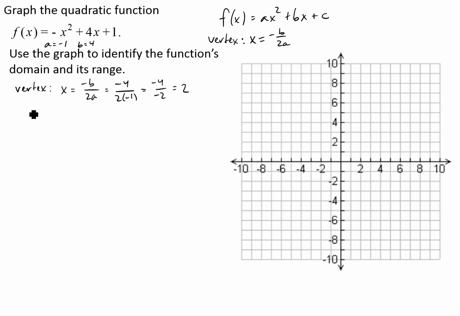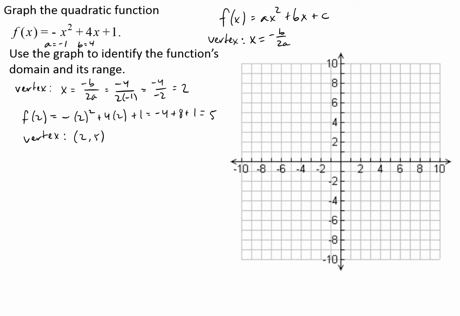Then we plug a 2 in for x to get the corresponding y-coordinate. 2 squared is 4, so I have negative 4 plus 8 plus 1. That comes out to 5. So our vertex is the point (2, 5). Now the vertex is the most important point to identify on the graph of a parabola, so we always need to make sure that we find those coordinates exactly.